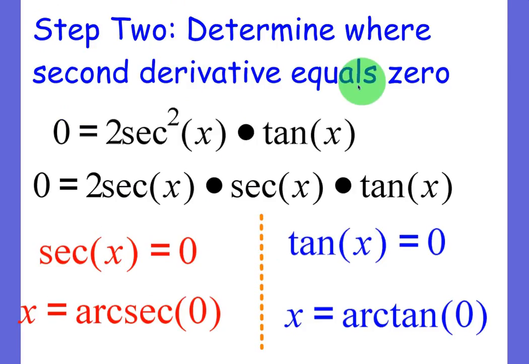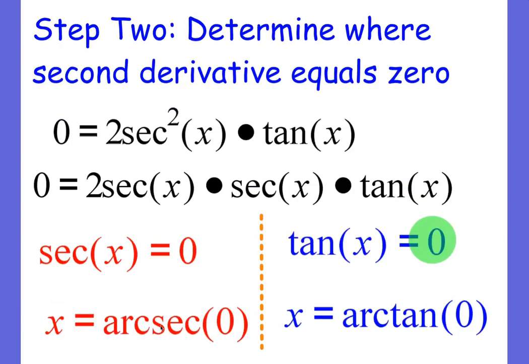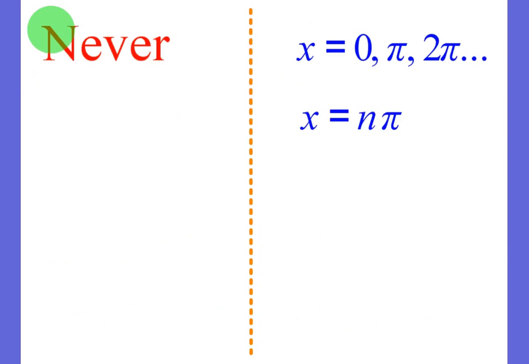Well, we really only have 2 factors that could be equal to 0. 2 won't matter, it never equals 0, and we have 2 secants and 1 tangent. So we'll just set 1 secant equal to 0 and the tangent equal to 0. So the question is, where does secant equal 0 on the unit circle, and where does tangent equal 0 on the unit circle? Well, it turns out secant never equals 0, and the reason for that is secant is defined as 1 over cosine. No matter what you plug in for x, you'll never get 0 back.